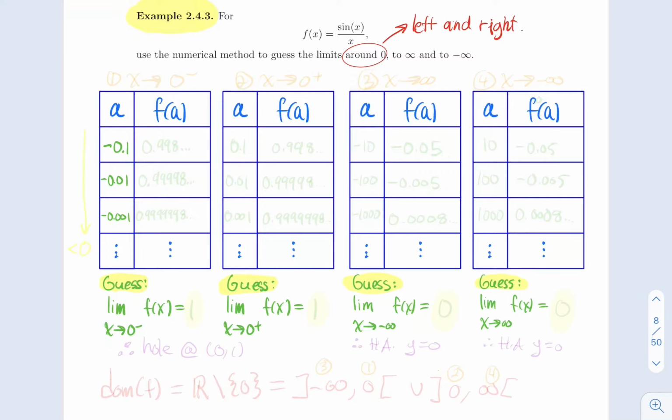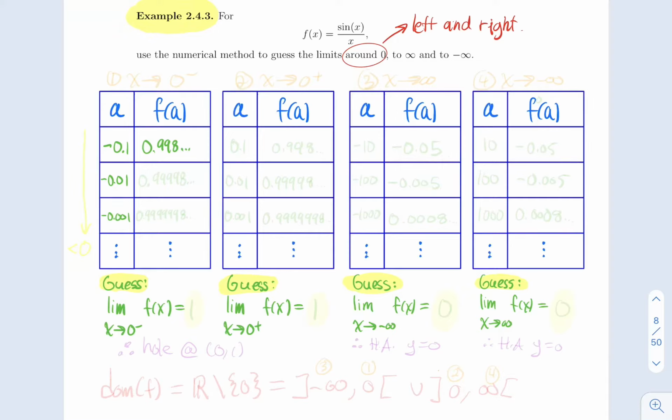And now what you do is you compute outputs. Here we have a function. In these questions, the function is provided. So you just replace every single x by minus 0.1. If you compute, make sure your calculator is in radian if you have trig functions to deal with. If you compute sine of minus 0.1 divided by minus 0.1, you can verify that it's going to give you 0.998, etc. You don't need to put all the digits here, just the most significant ones.